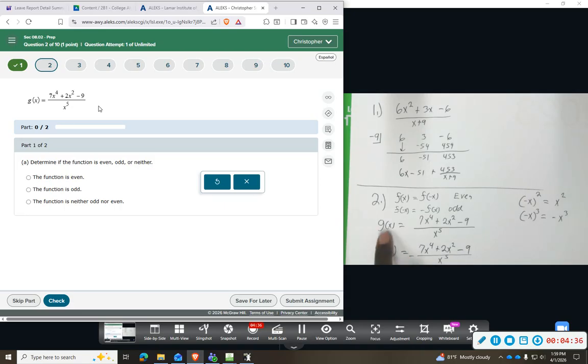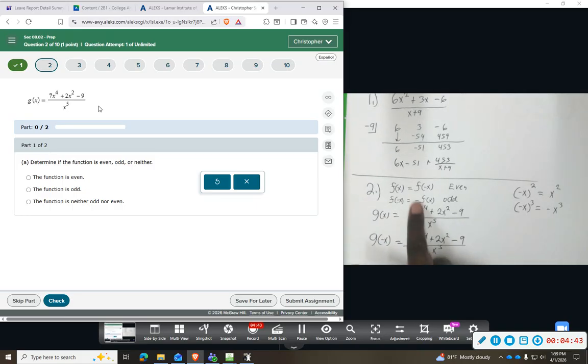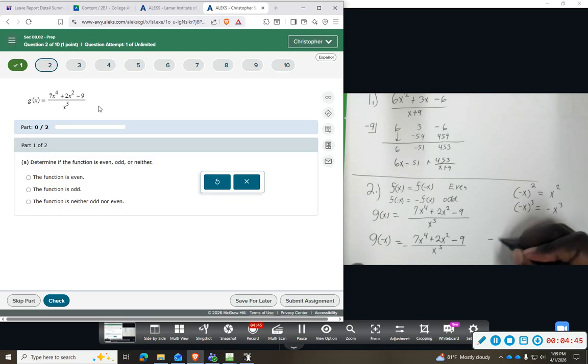So here is g of x, here's g of negative x, and then I'm going to do one more iteration that is going to be a negative on the outside. So the negative on the outside just pretty much multiplies the negative on the outside. You can distribute it through the top or through the bottom. I'll just leave it out front, and this will be 7x to the 4th plus 2x squared minus 9. None of the other ones will be affected. And then x to the 5th.